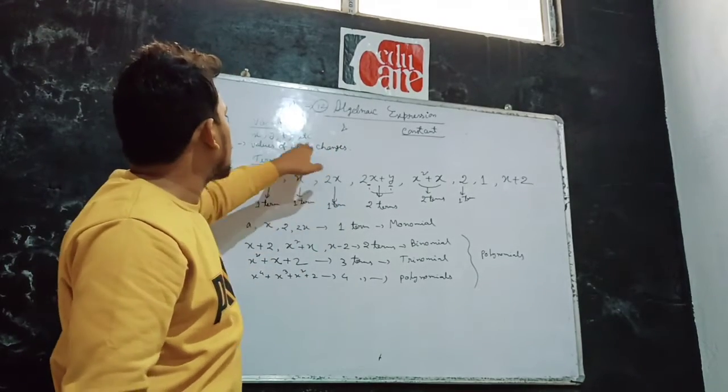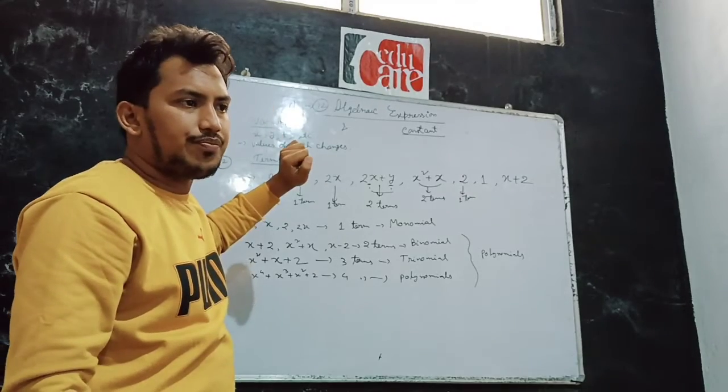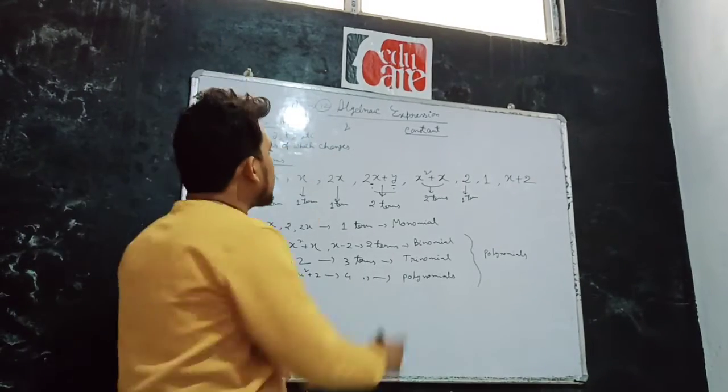जिसका वैल्यू चेंज होता रहता है उसको हम क्या बोलते हैं? वेरिएबल्स बोलते हैं, राइट? एंड कांस्टेंट किसको बोलते हैं?